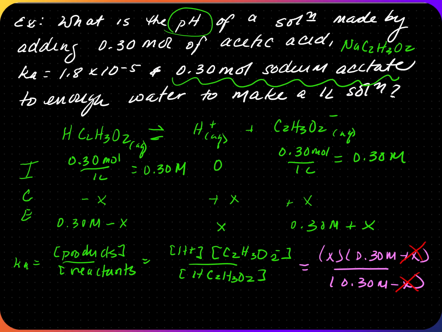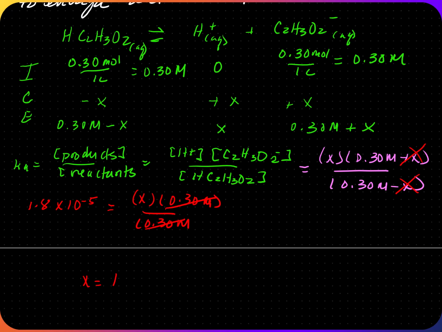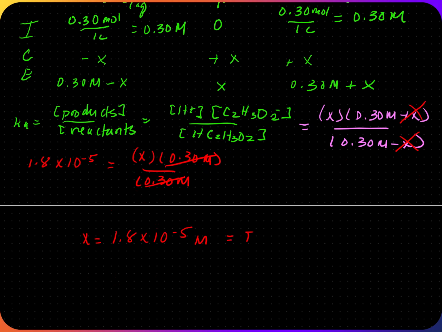So the equation becomes 1.8 times 10 to the negative fifth is equal to X times 0.30 molar divided by 0.30 molar. These cancel out. X becomes 1.8 times 10 to the negative 5 molar. This is equal to H plus, which is also equal to the acetate ion.